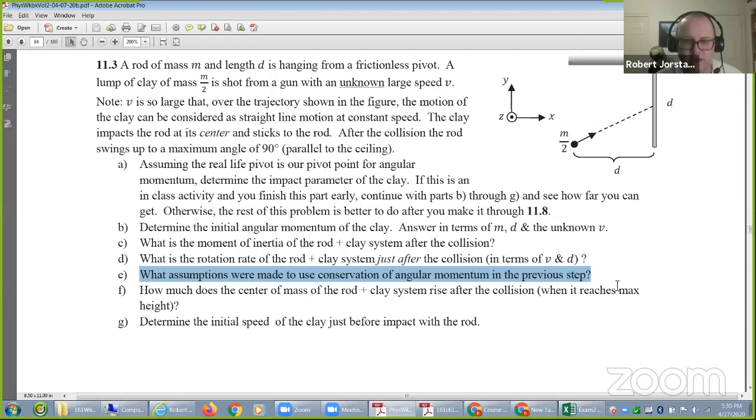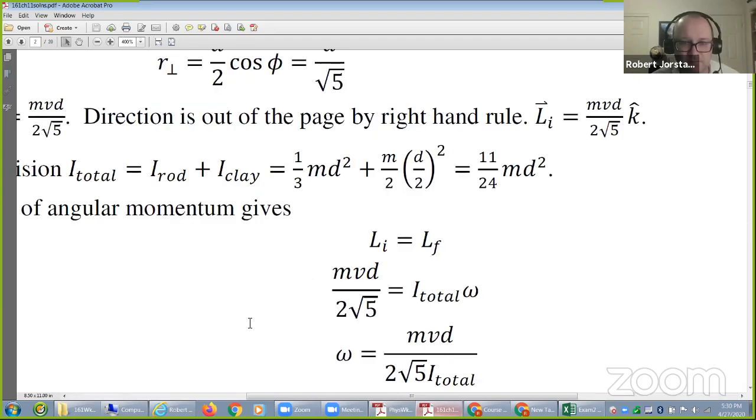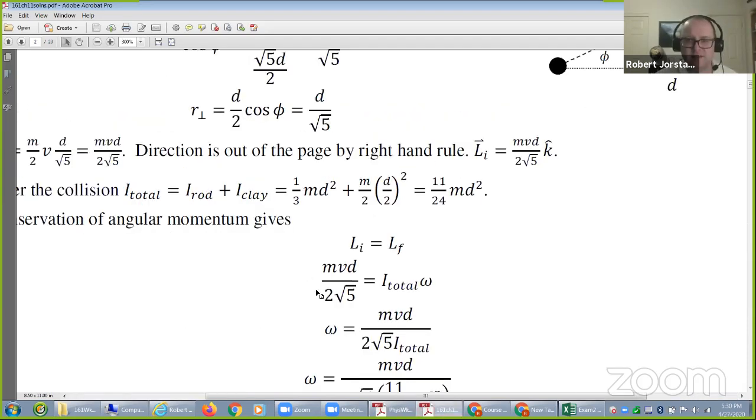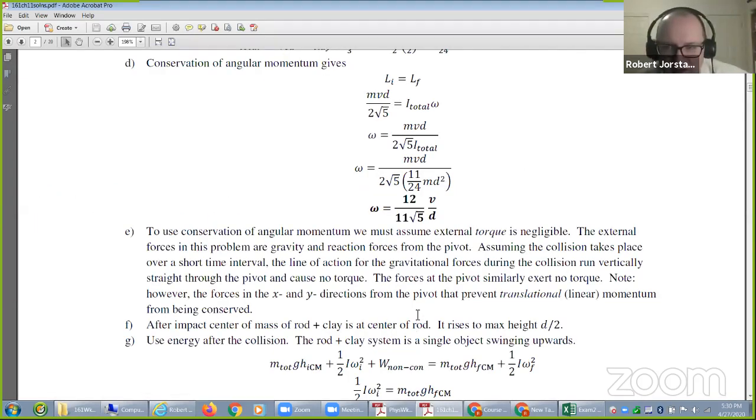Okay. In this case, this was part E. That's what we were answering. So you might be wondering, when can I use this new tool? Let's go look and see if there's anything else I said here, and see if there's anything in there that you have a question about really quick. Assume external torque is negligible. It doesn't necessarily have to be zero, but it should be negligible. External forces are gravity and reaction, assuming the collision takes place. Yeah, line of action, okay.